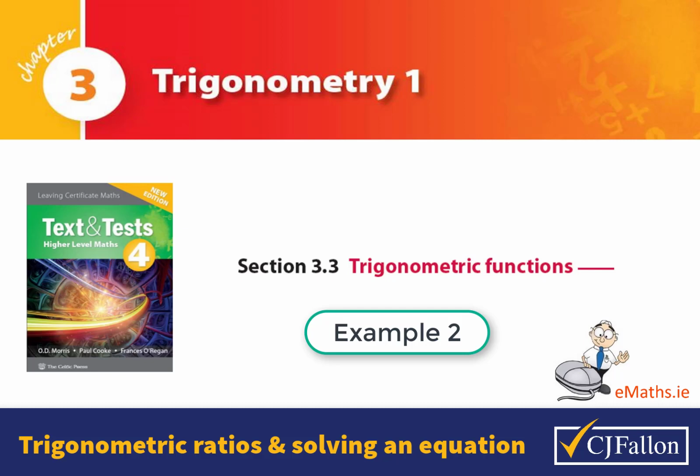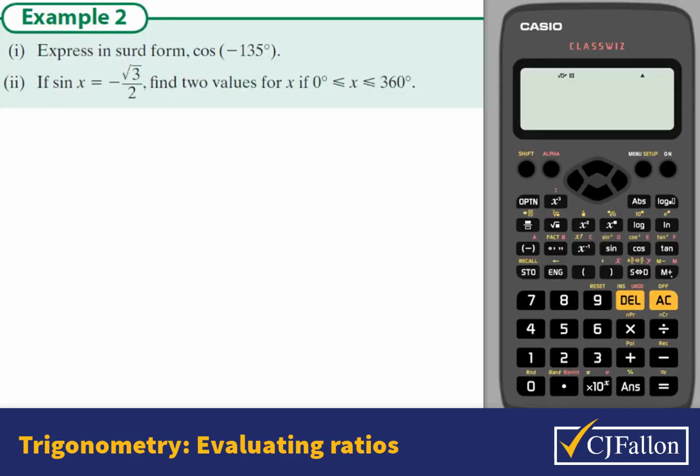This example has two parts. We're evaluating a ratio and solving an equation. Express cos of negative 135 degrees in surd form.